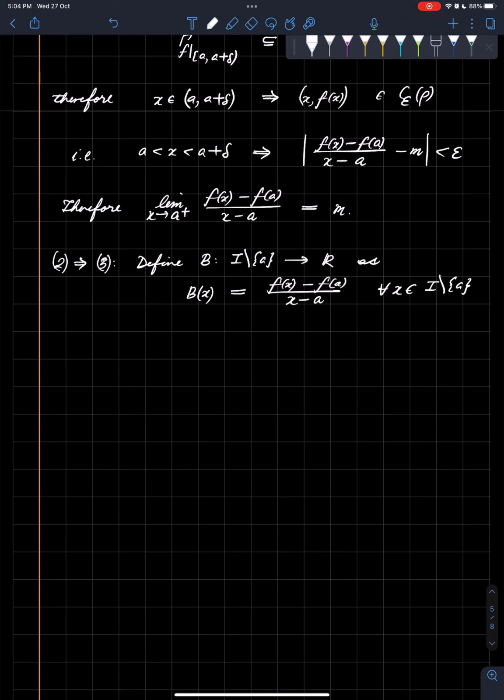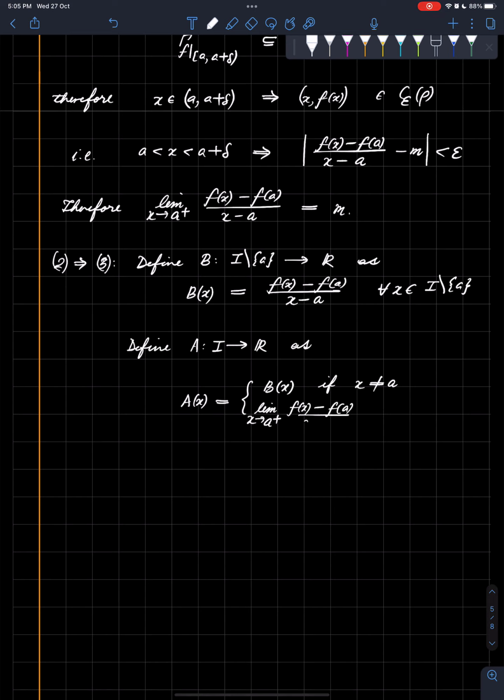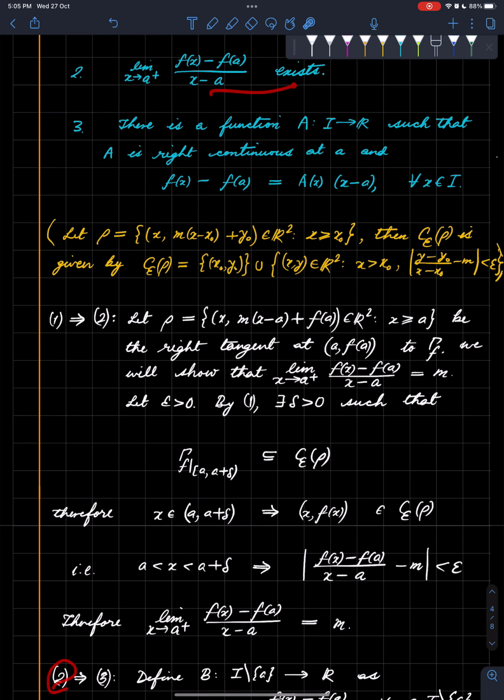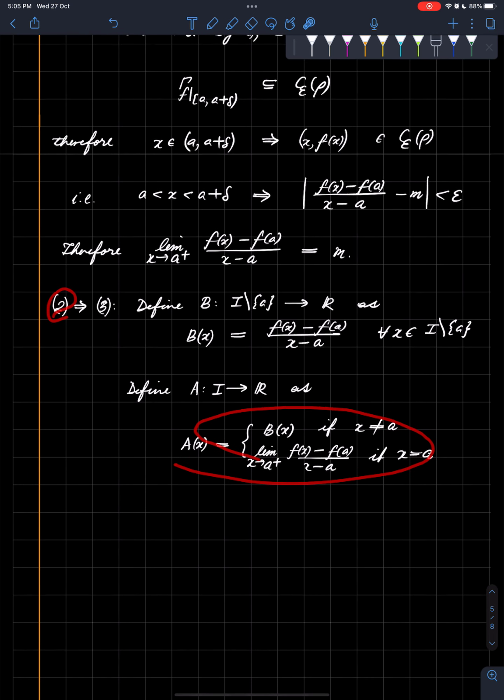And now we will define A. So define A from this set to R as A(x) equals B(x) if x is not equal to a, and is equal to this limit if x equals a. So by 2, we are assuming 2 is true, so this limit exists. And therefore, this is a well-defined thing.